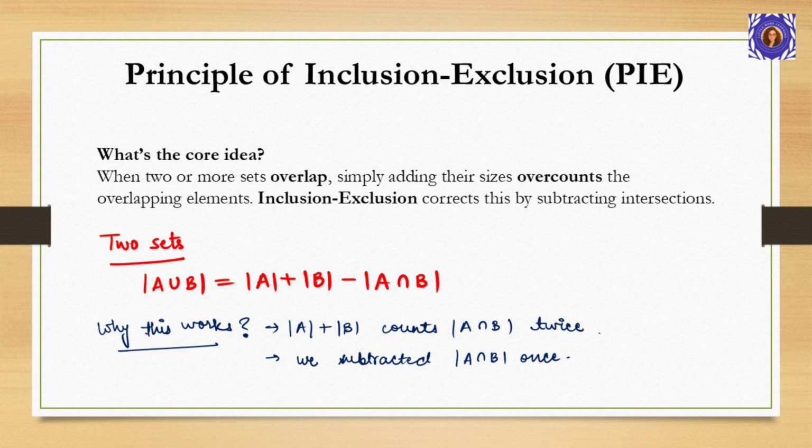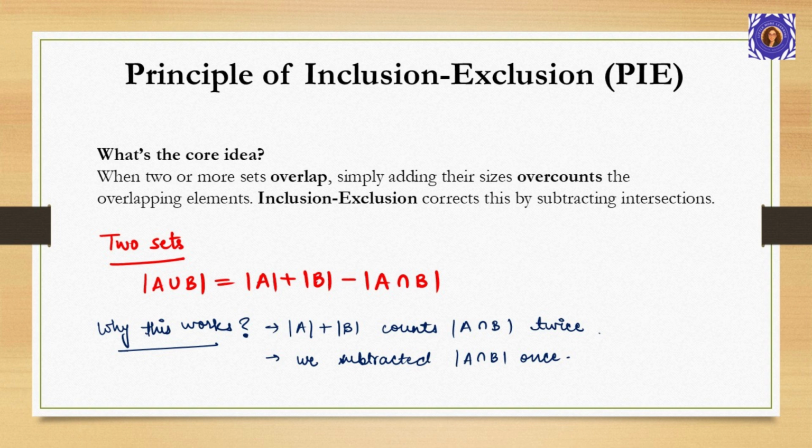The core insight is beautifully simple yet profound. When sets overlap, naive addition counts the overlapping elements multiple times. We must systematically correct for this overcounting. Let's start with the fundamental case of two sets A and B. The formula is |A ∪ B| = |A| + |B| - |A ∩ B|.